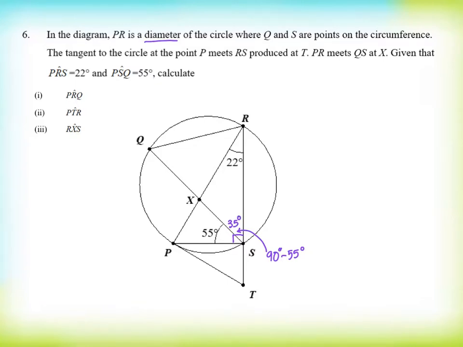Next, we know that Q and S are on the circumference. The tangent to the circle at the point P meets RS at T produced. Now I have a tangent. So tangent is perpendicular to radius, meaning that this will be 90 degrees. And what other things do I know? Okay, I know that I have points on the circumference, Q and S, and maybe I can see the shape of a butterfly, the angles in the same segment over here.